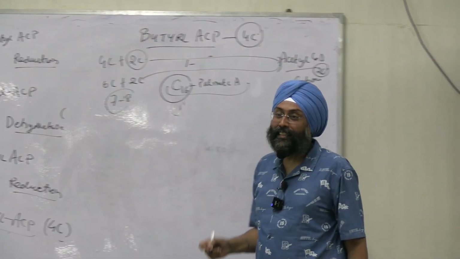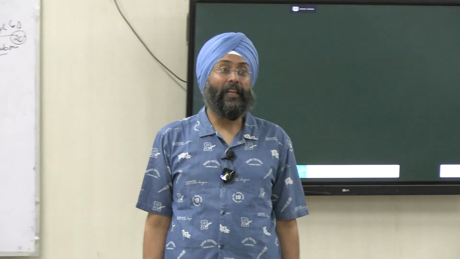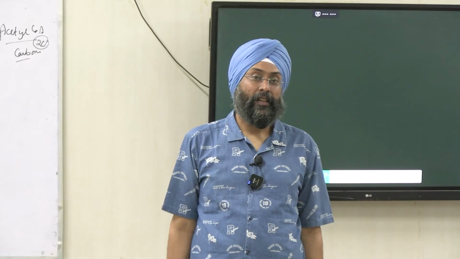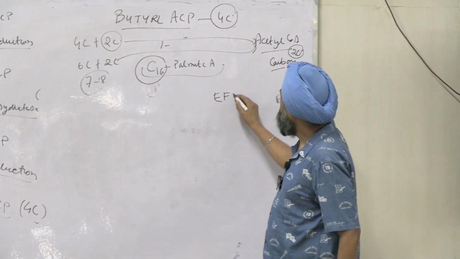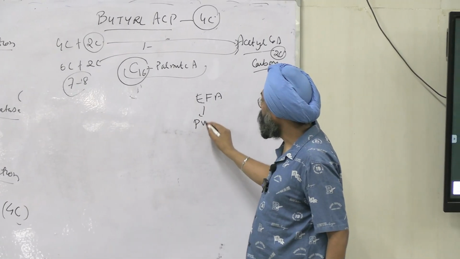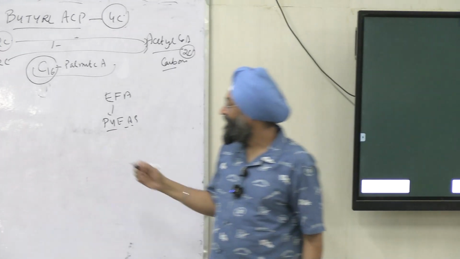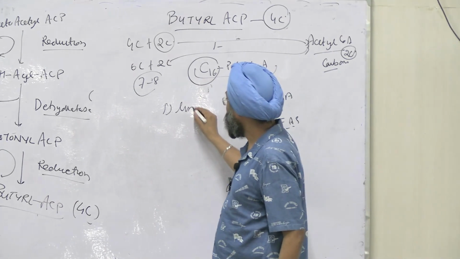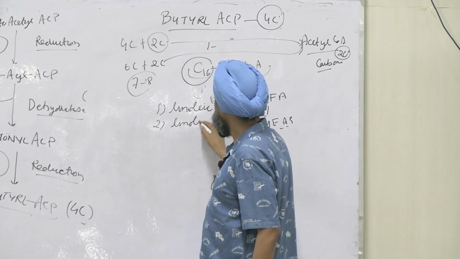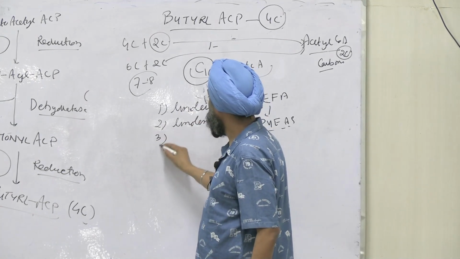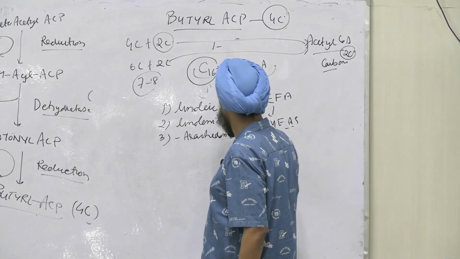We are getting finally the 16 carbon palmitic acid, right? And what are the essential fatty acids? Tell me. Essential fatty acids are mostly PUFAs, polyunsaturated fatty acids. Tell me the names. Linoleic, linolenic, and arachidonic acid.